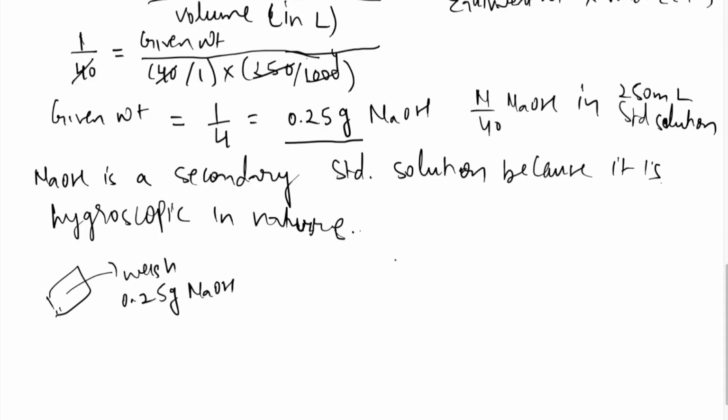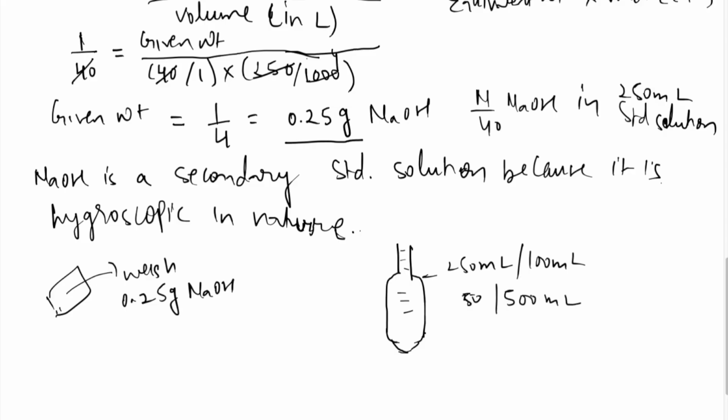Then you have to take a standard flask. We always make the solution in a standard flask, not in a conical flask. This is how a standard flask looks. Normally we have it in 250 ml or 100 ml, but 50 ml or 500 ml is also possible. For this particular question, we are supposed to make a 250 ml solution. So step 1, you are going to take around 50 ml of distilled water.